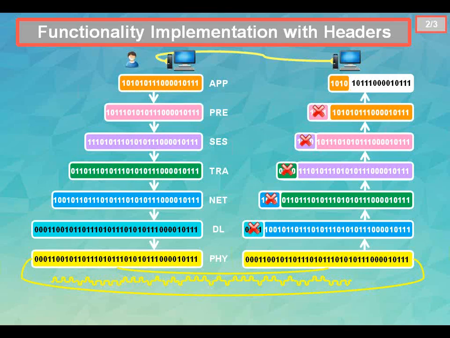Functionality is implemented with the help of what? Headers in all the layers. Headers contain that logic for the functionalities. Okay. Finally, the remaining data will be presented to the human being. That white color data is the one, right? This is what the human being inputted. Okay.